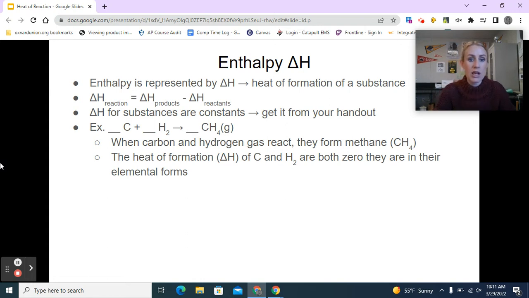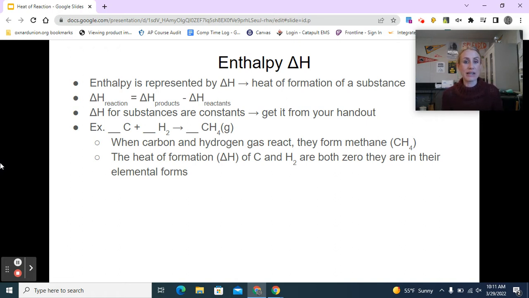If we look up the heat of formation for both carbon and hydrogen, you can look at your table and see that they're both 0. The reason that they're both 0 is because those things are in their elemental form. That's how they exist in the world. It's not going to take any energy to make them.